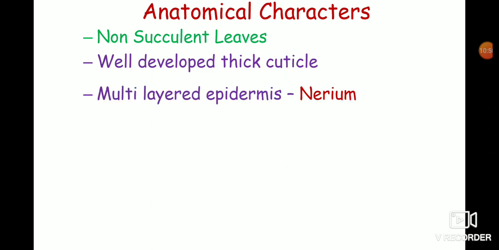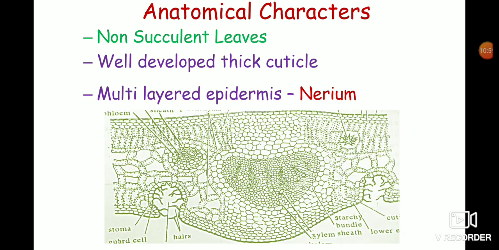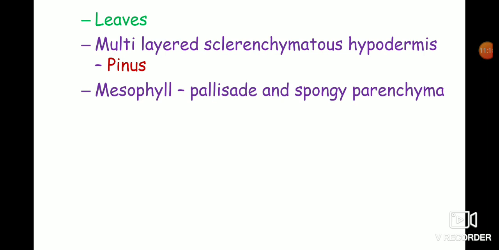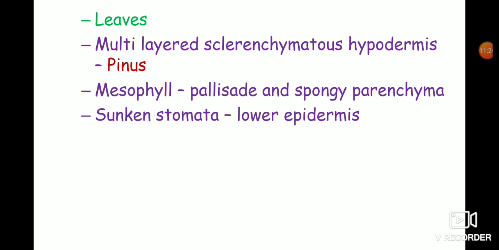The leaves of non-succulent xerophytes show the following characteristics. They have a well-developed cuticle. The epidermis is several layered, that is, they have multiple epidermis. As we can see in Nerium, the epidermis is multiple, several layered, whereas in Pinus, the epidermis is sclerenchymatous and has a sclerenchymatous hypodermis. The mesophyll is well differentiated into palisade and spongy parenchyma.